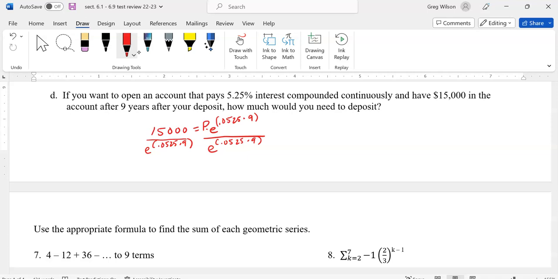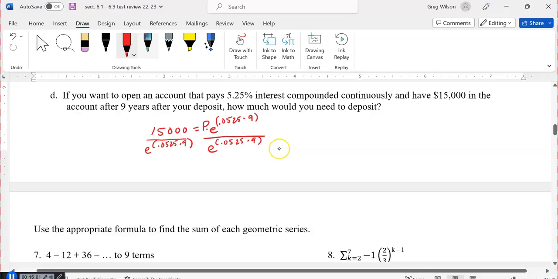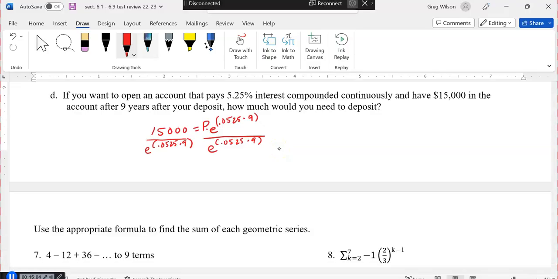All right, so let's go 15,000 divided by, and then do e, second ln, e to this power. So in the parentheses, you're going to put 0.0525 times 9, close parentheses. And to the nearest penny, that would be 9,351 and 63 cents.